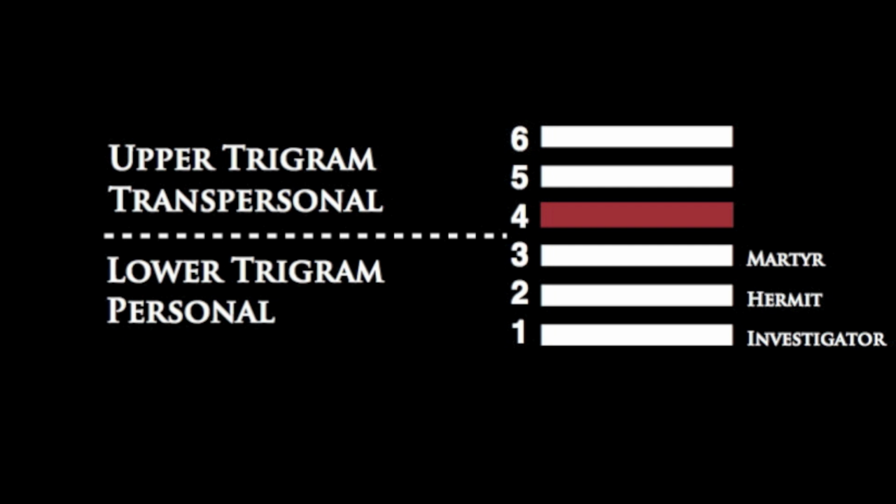One of the keynotes of the fourth line is the opportunist, because it's waiting for the opportunity to externalize the first line foundations, the second line gifts, and the third line discoveries, to take that lower trigram and externalize it and bring it into more of an upper trigram transpersonal experience or awareness.